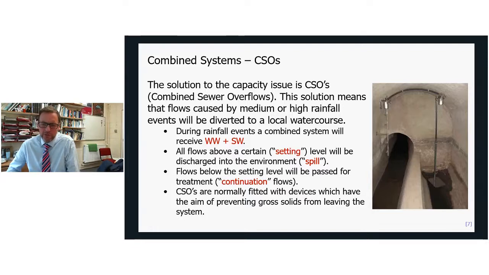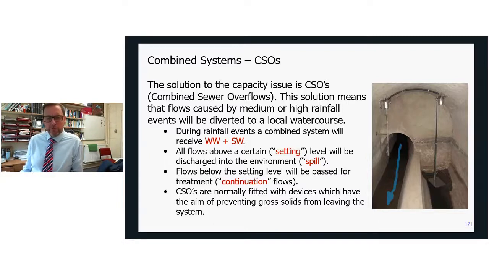They're called continuation flows. And normally now we'd expect CSOs to be fitted with devices which have the aim of preventing the gross solids, so that's the larger particles, normally classed as being above 6 millimetres, about the size of a piece of sweet corn, really, from leaving the system. So here we have on the right a picture of what could be a CSO. On the left of the picture we've got our pipe where the flow is coming towards us, perhaps.